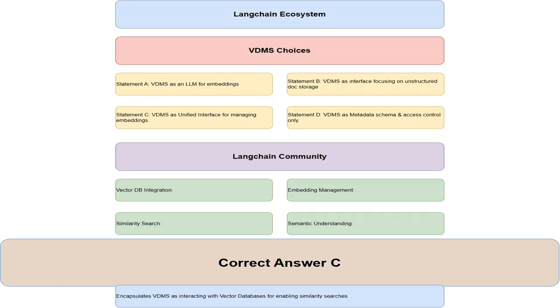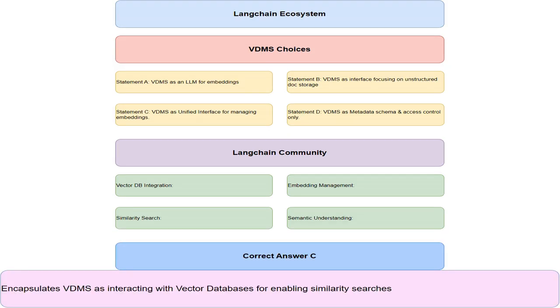Alright, based on the analysis, the best answer is indeed C. Answer C encapsulates the essence of VDMS. It interacts with vector databases to manage embeddings, enabling similarity searches within applications.